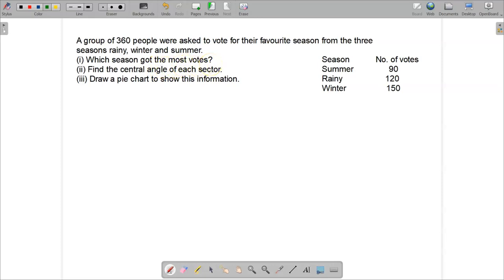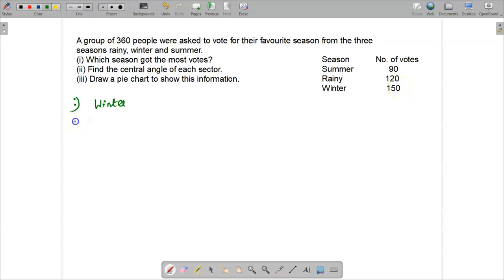The first subdivision is which season got the most votes. When I see the different values here, 90, 120, 150, 150 is the highest number, the maximum. So the most votes were given to the winter season. For the first subdivision, the answer is winter, because the number of votes is more in winter.